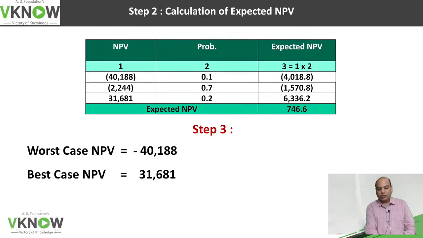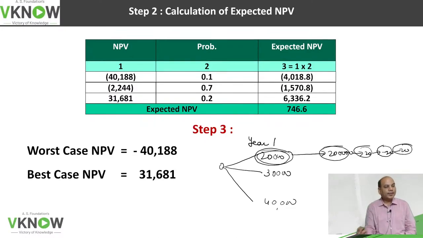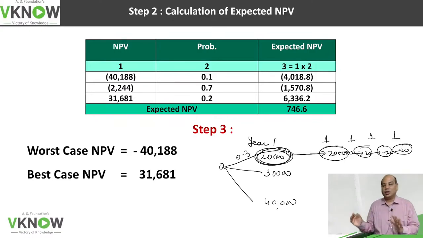If I have to draw the diagram for the perfectly correlated case, in year one we have three possibilities: 20,000, 30,000 and 40,000. But if you get 20,000 in year one, then you will get 20,000 only in year two, year three, year four, year five. Then only 20, 20, 20, 20 will continue. Whatever is the probability of this 20,000, the probability of future 20,000 becomes 1. You will not get any other cash flow except 20,000 in the second, third, fourth and fifth year.